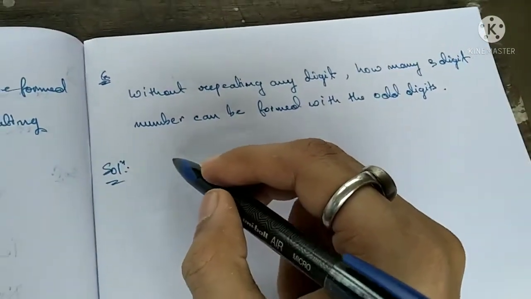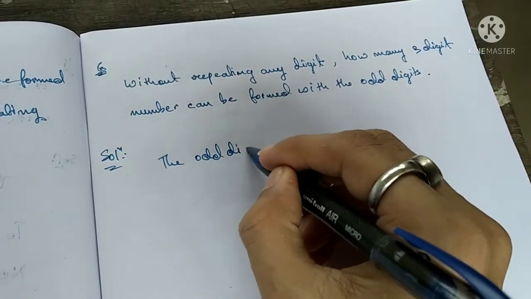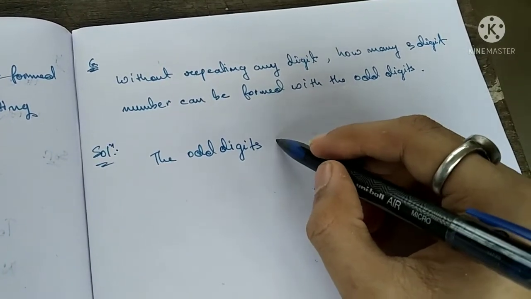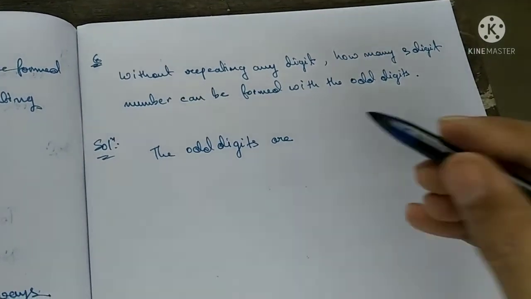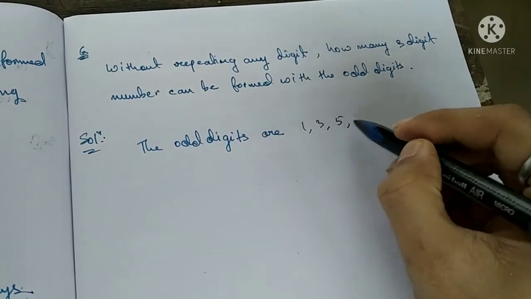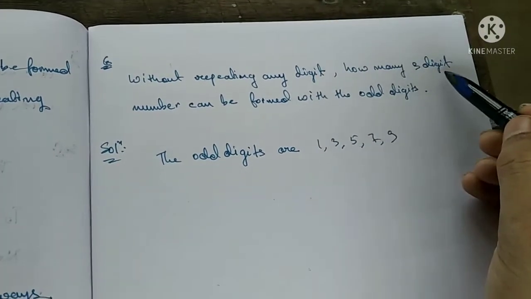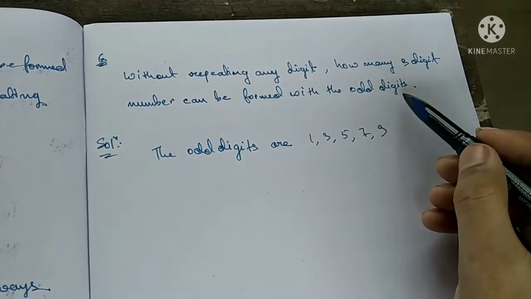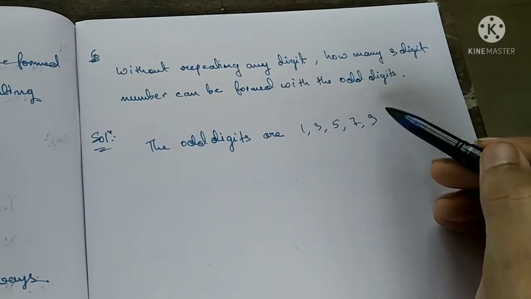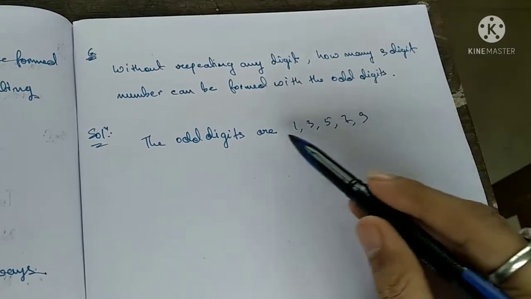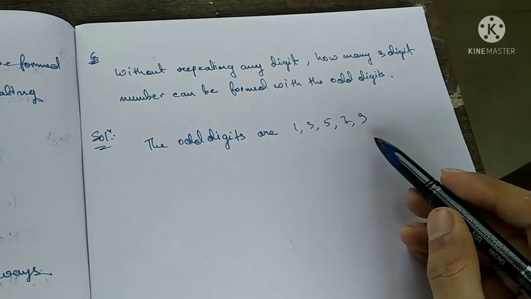So first of all, I will write the odd digits are 1, 3, 5, 7, 9. These are the odd digits. Now, how many 3-digit numbers can be formed with the odd digits? Total available digits are 5. And how many digits will I take at a time? I will take 3 digits at a time. Out of these 5 available digits, I will take 3 digits at a time.